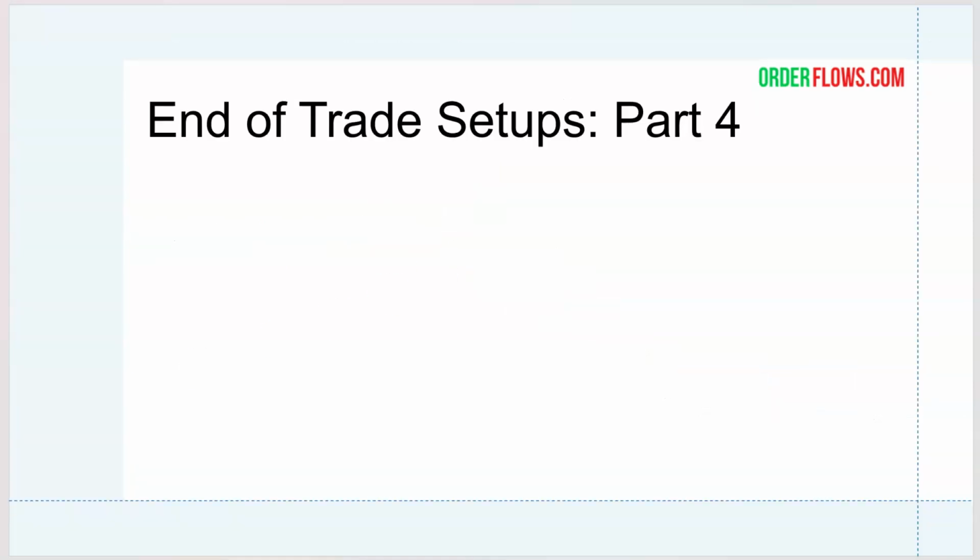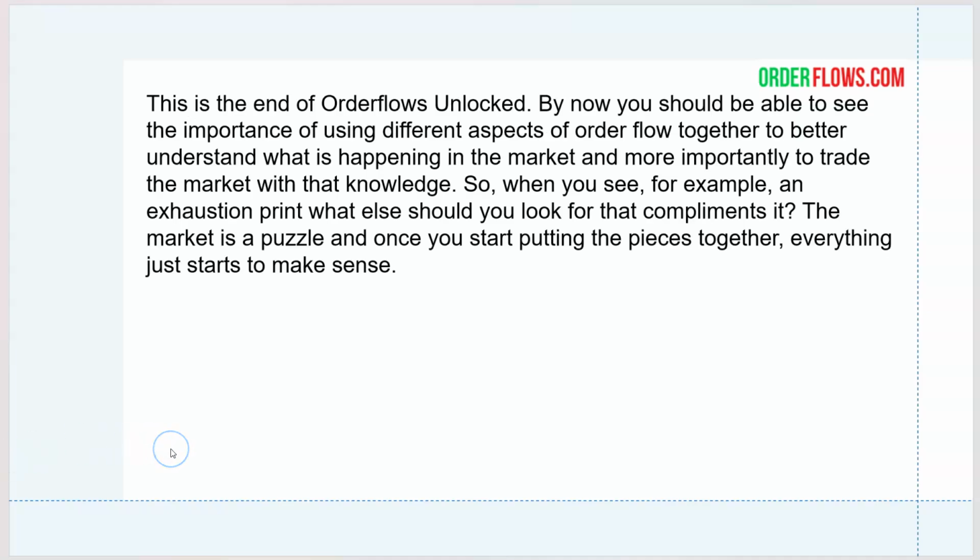All right, so this ends the trade setups part 4, and this is the end of the Order Flow Unlocked. By now you should be able to see the importance of using different aspects of order flow together to better understand what's happening in the market, and more importantly, to trade the market with that knowledge. So when you see, for example, an exhaustion print, what else should you look for that complements it? An open point of control, a stacked imbalance. The market is just a puzzle, and once you start putting the pieces together, everything just starts to make sense.